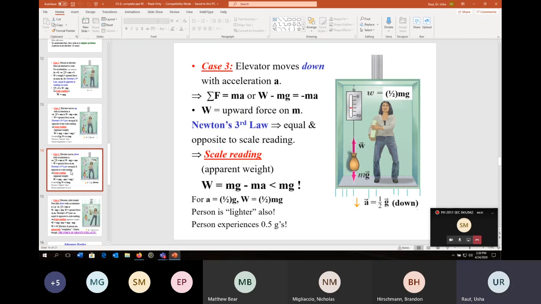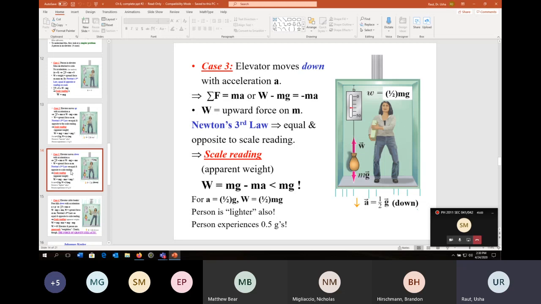Yeah, sorry about that. So in the last case, we have the elevator accelerating downward, not upward. In that case, what happens? If you draw the FBD again, you're going to have W going upward minus mg going downward should be equal to ma, but the a itself is negative.